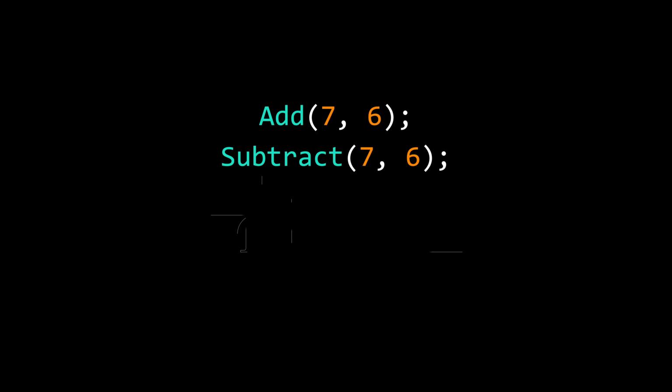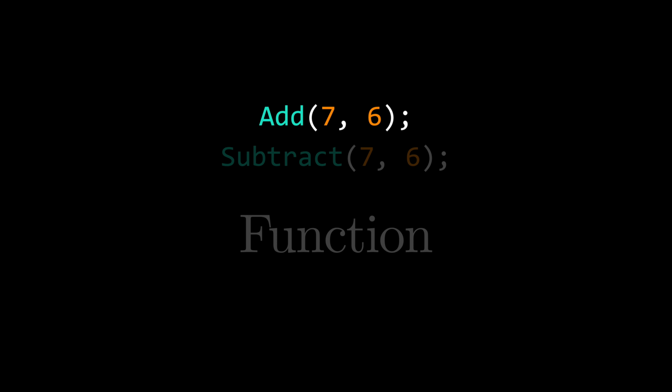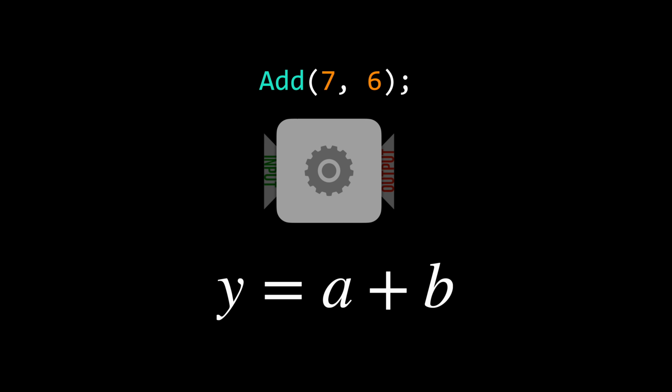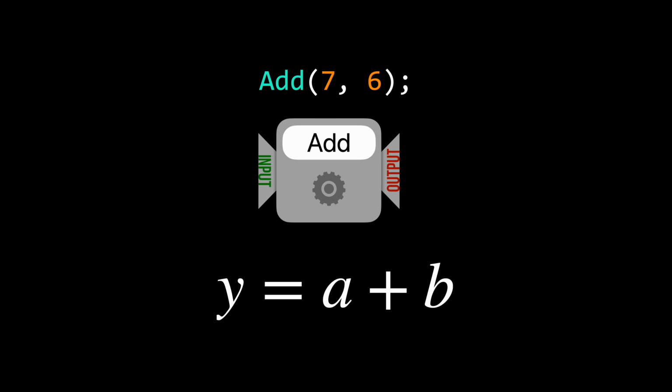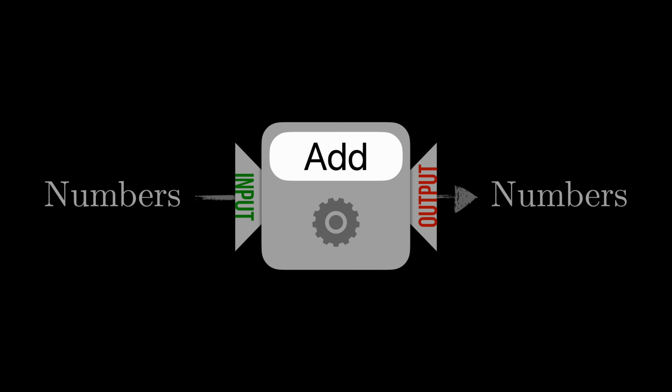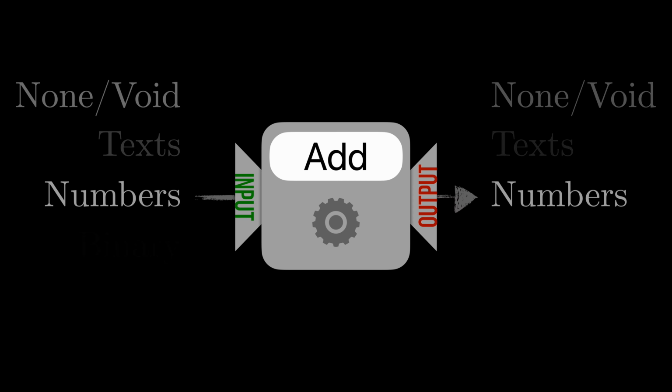Each instruction in programming is called a function. Similar to mathematical functions, the inputs are called parameters, and the output is the return value. Think of a function as a tiny machine. You feed it ingredients, it processes them, and it produces a result. Each function has a name to identify it.